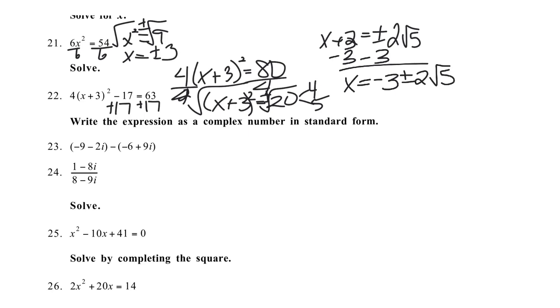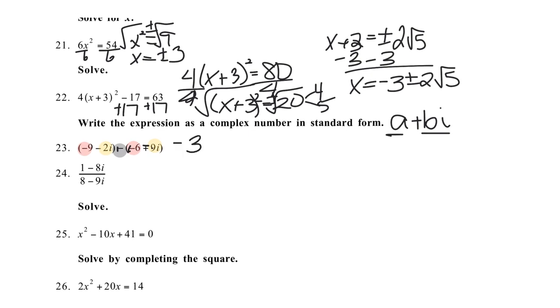Number 23, write the expression as a complex number in standard form. Standard form is a plus bi, so that's the real number first and the imaginary part second. So we're going to add our real numbers together. That's our 9 and our negative 6, and then we'll add our imaginaries together. So negative 9 minus negative 6. Minus negative becomes plus. I'm going to distribute the negative to the 9. That's usually where people make mistakes on these types of problems. So negative 9 plus 6 is negative 3. And negative 2 minus 9i, because it's minus positive 9i, becomes negative 11i. And that is in standard form.